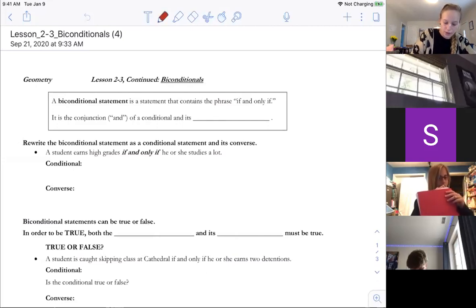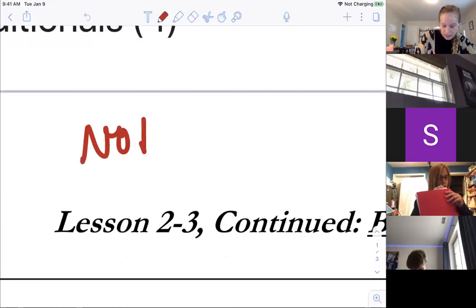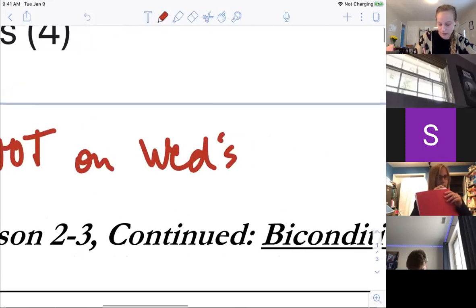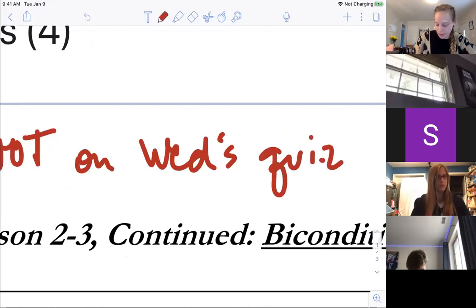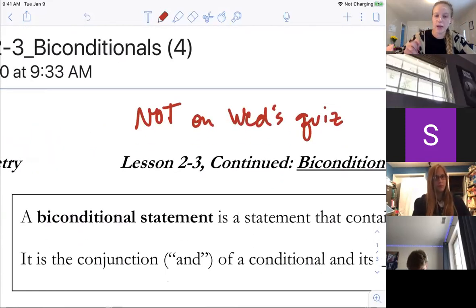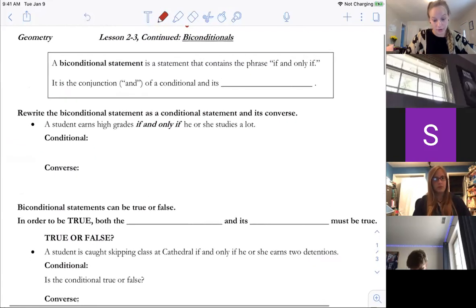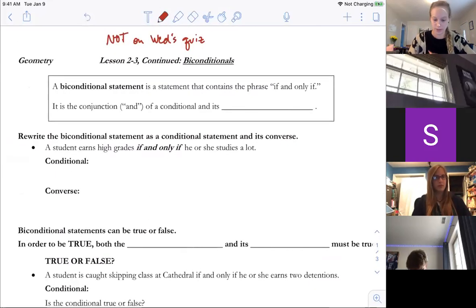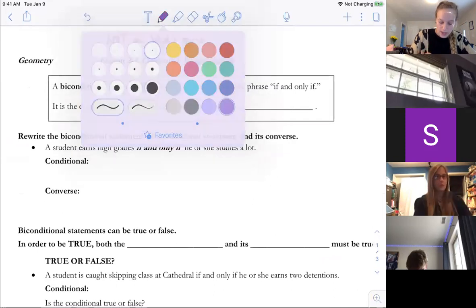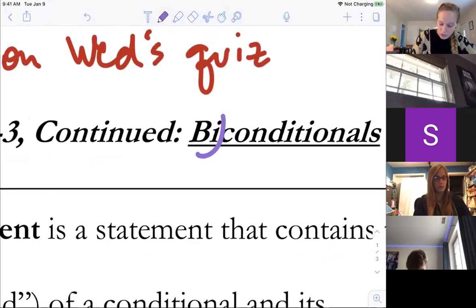And then a reminder, this is not on Wednesday's quiz. You will be quizzed and tested on this at some point, but not on Wednesday. So just a reminder in case you're going over stuff between now and then and you're like, wait a second, do I have to know this? The answer is no. Okay, so we're talking about something called biconditionals.